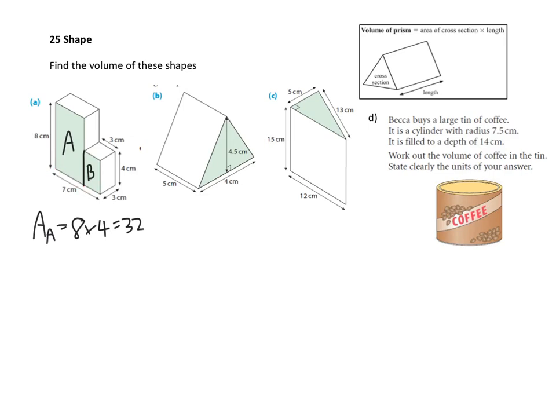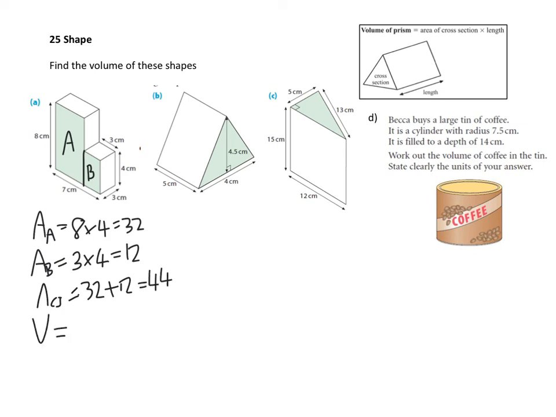The area of B is 3 by 4, which is 12. So the area of the cross section, if I just bring you over here for a second, the volume of any prism is the area of the cross section times the length. The cross section in this case is this L shape, it's the two rectangles together. So the area of the cross section is 32 plus 12, which equals 44.